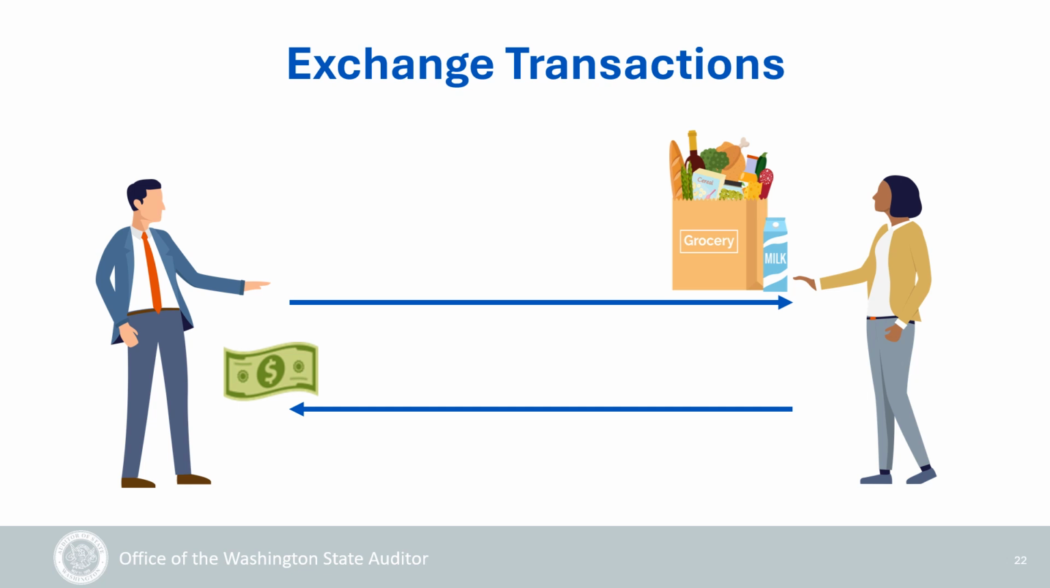Governments also engage in some exchange transactions. For example, a water district provides water to citizens and charges them based on how much water they use. There's a direct correlation between how much the citizen pays and the service they receive from the government. Exchange transactions are fairly easy because you record the revenue when earned and record the expense when incurred, which is basic accrual accounting. However, not all transactions that governments engage in are exchange transactions.